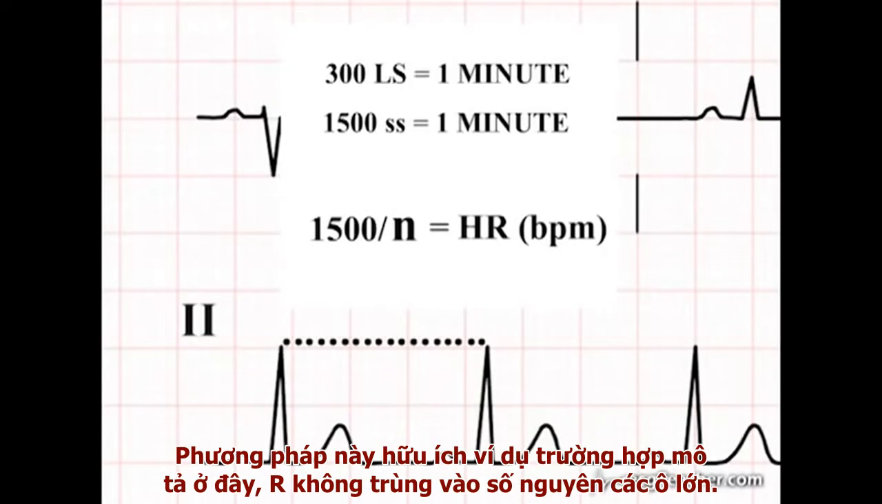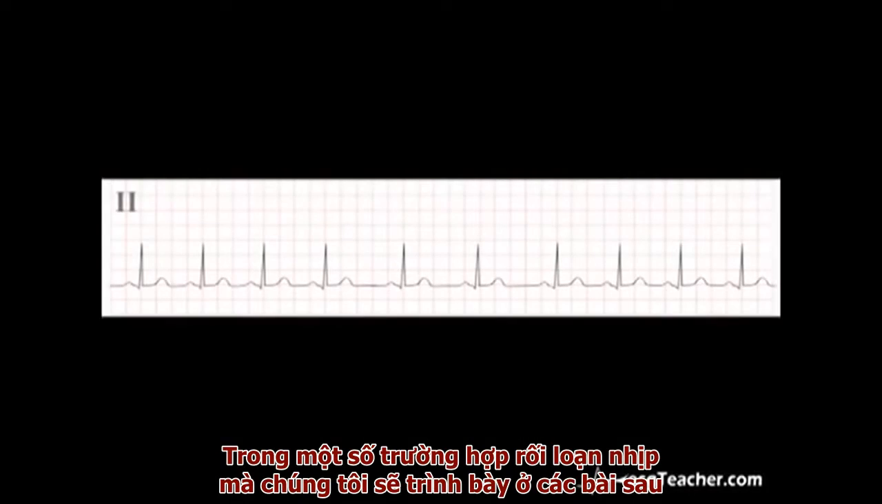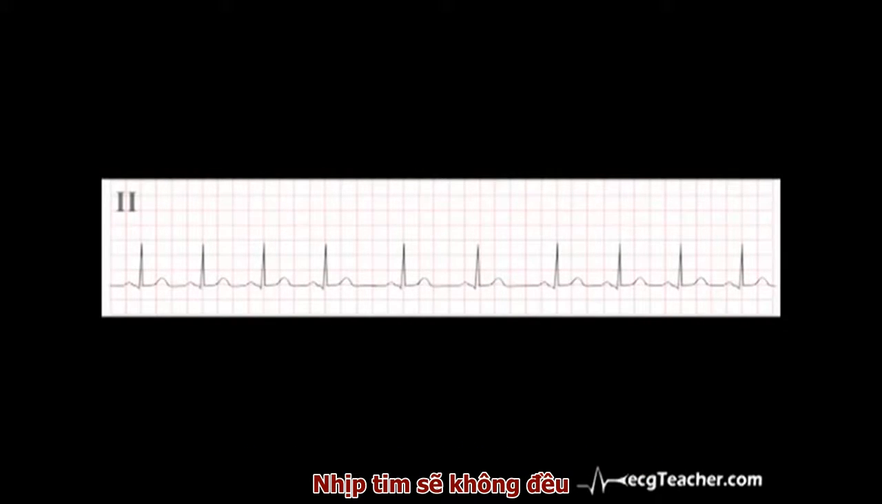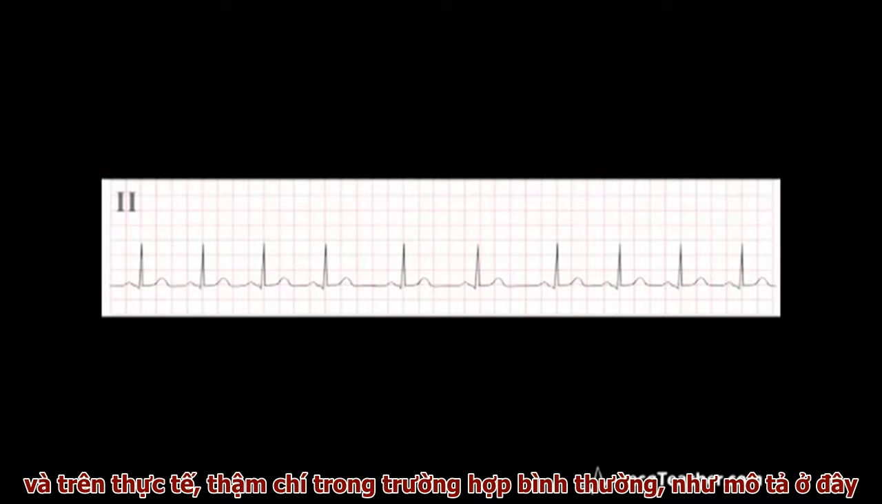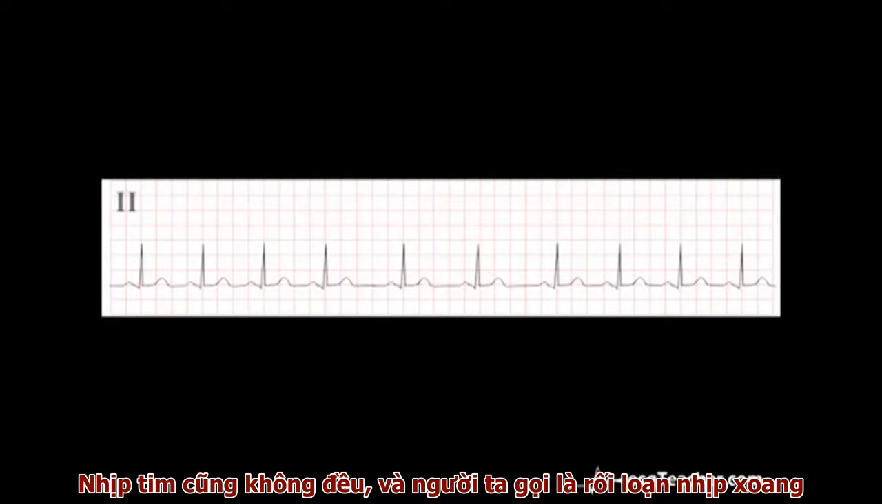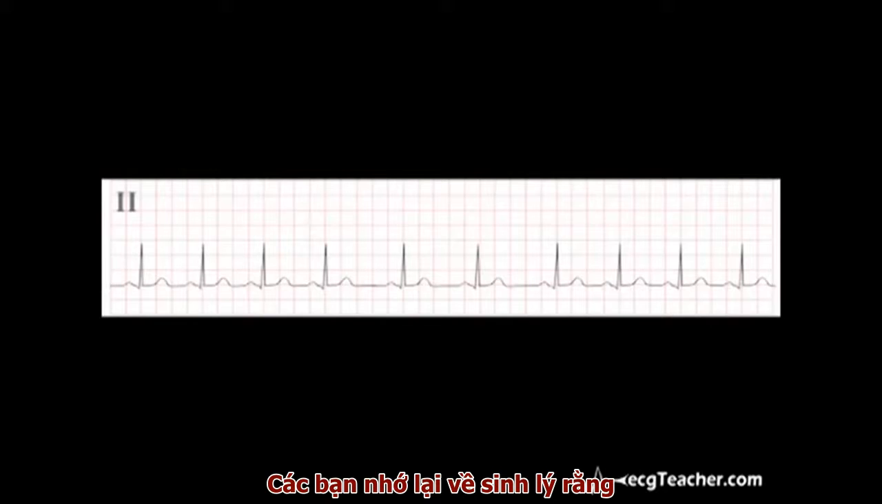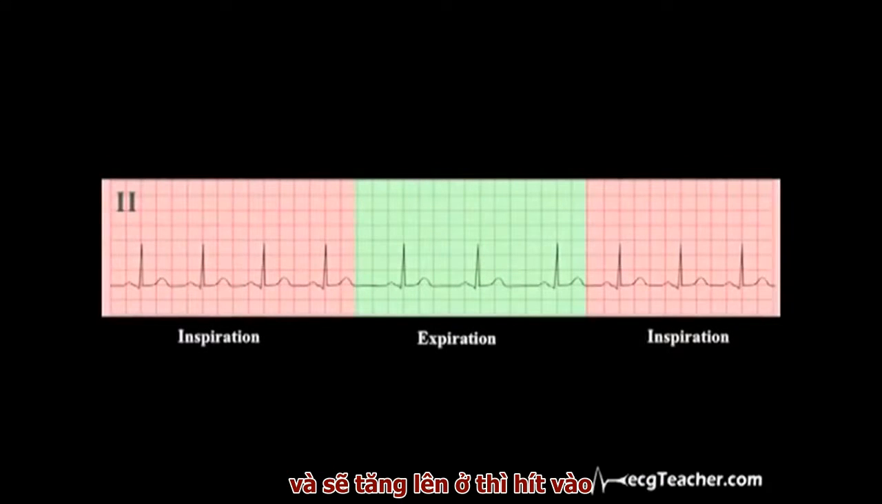This is useful when, as illustrated on this ECG, the R waves do not fall on a set number of large squares. In some cardiac arrhythmias, which we will discuss later, the heartbeat is not regular. And in fact, in many normal hearts, as illustrated here, the heart rate is somewhat irregular due to a phenomenon termed sinus arrhythmia. You will remember from physiology that this is a completely normal variant, with the heart rate slowing during expiration and speeding up during inspiration.